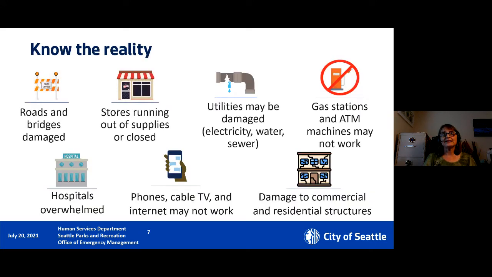So what's the reality of this? What we'll be experiencing are roads and bridges damaged, stores running out of supplies or closed, utilities such as power, water, and sewer may be damaged, gas stations and ATM machines may not work, hospitals will be overwhelmed, phones, cable TV, and internet may not work, and there will be significant damage to commercial and residential structures. In other words, it will be a very difficult time for all of us.